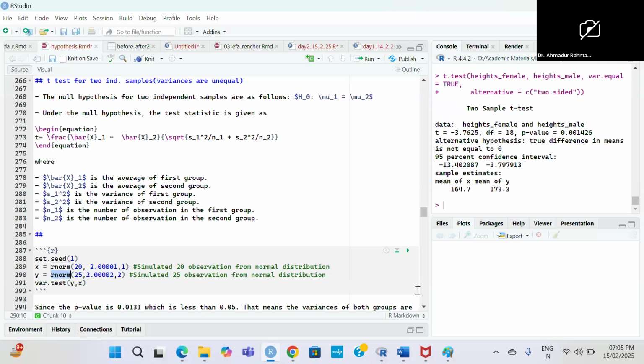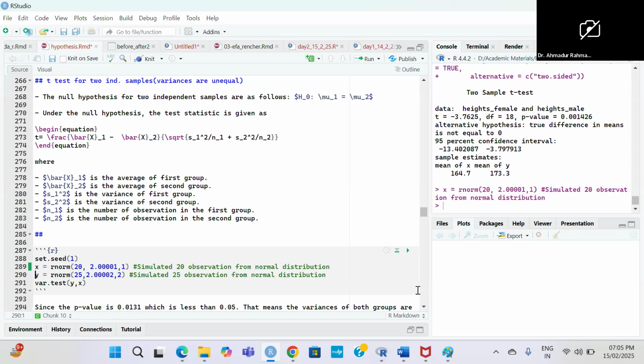The function is rnorm again. 25 observations are generated, and the mean of this is 2.0002, and the standard deviation of this is 2. So obviously the variances of the two groups are not equal. The standard deviation is 2, so the variance of this becomes 4.